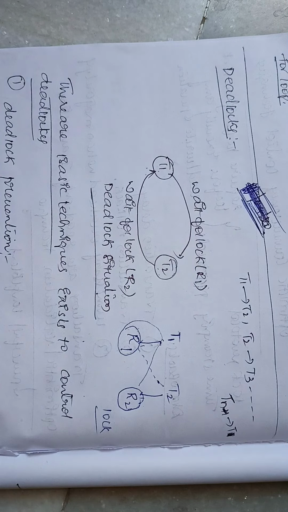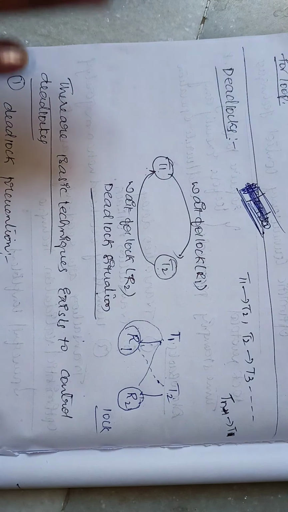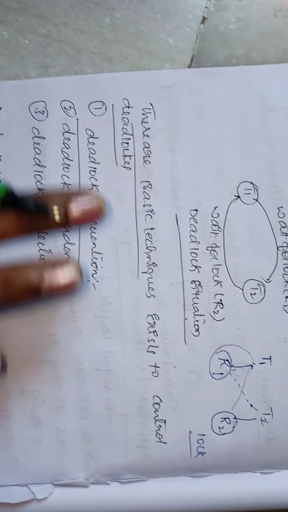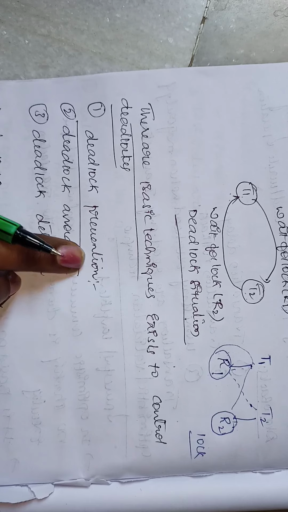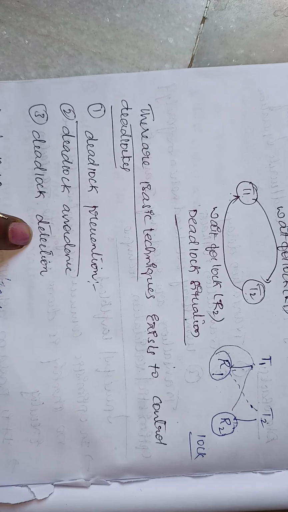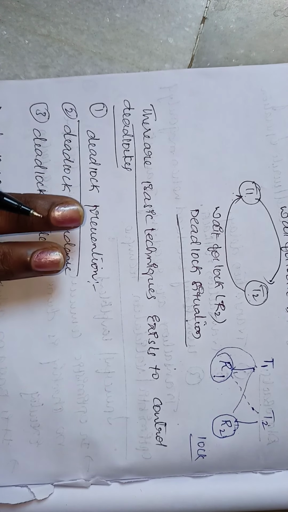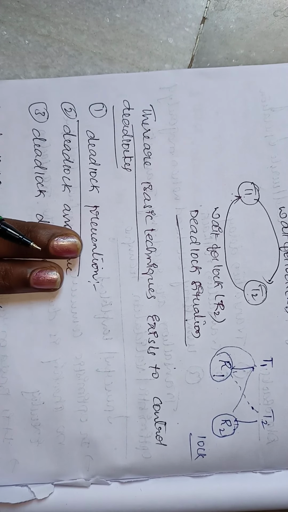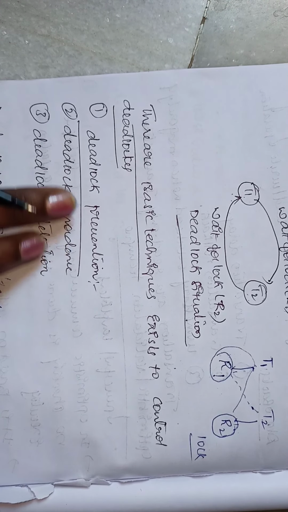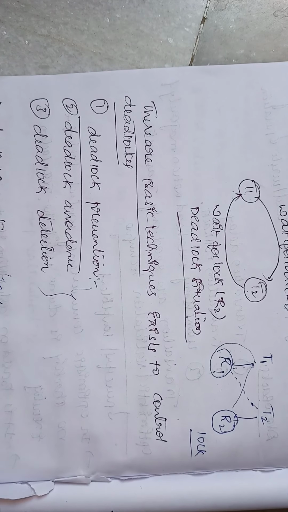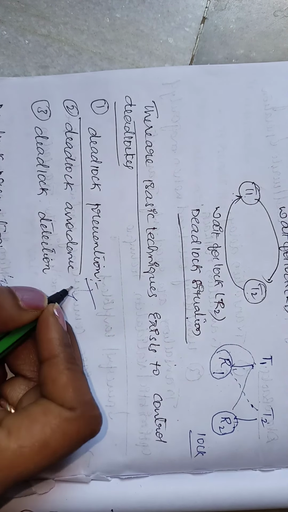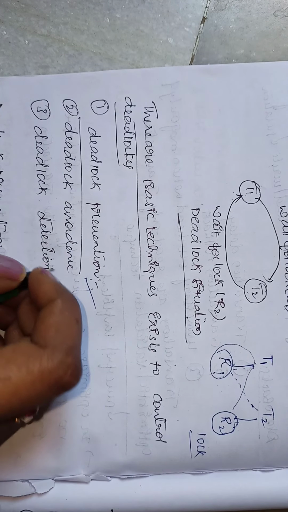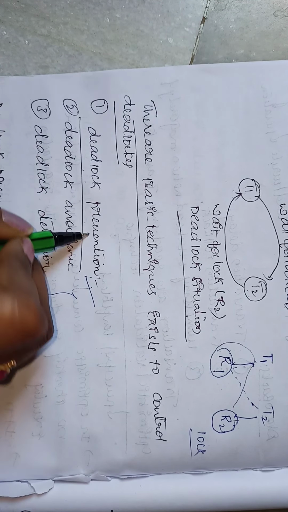To overcome this, there are three basic techniques to control deadlock: deadlock prevention, deadlock avoidance and deadlock detection. In this session, we are going to discuss only deadlock prevention. All three techniques are available. You may already have learned them in operating systems, but in DBMS, in the transaction management system, we are going to learn about deadlock prevention.